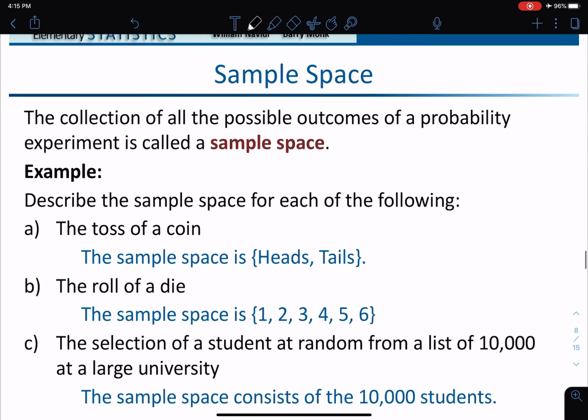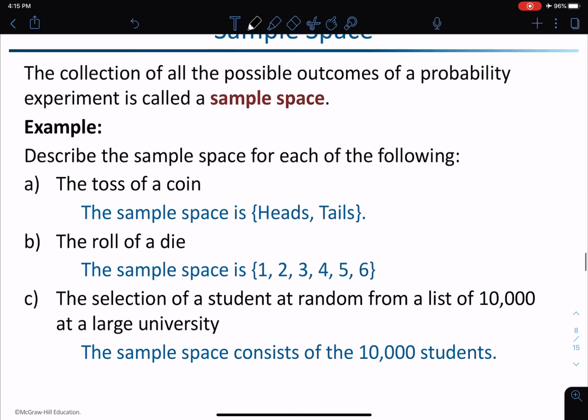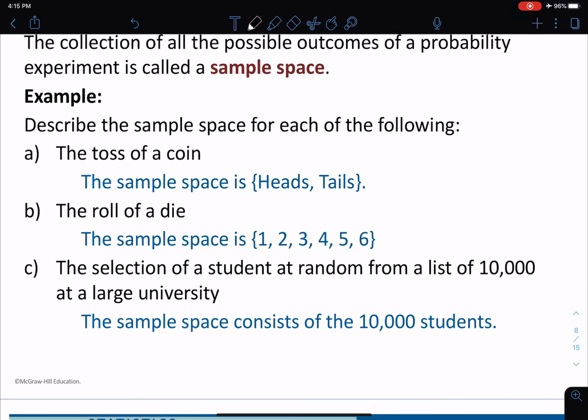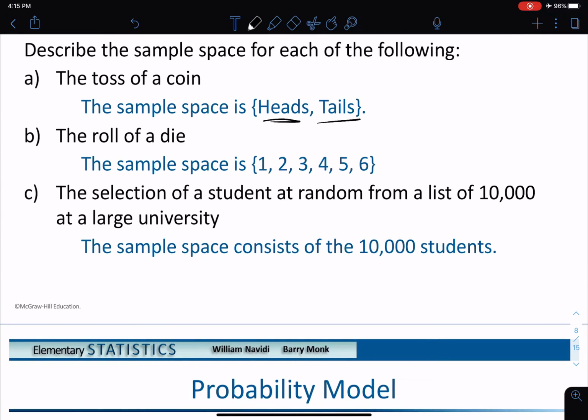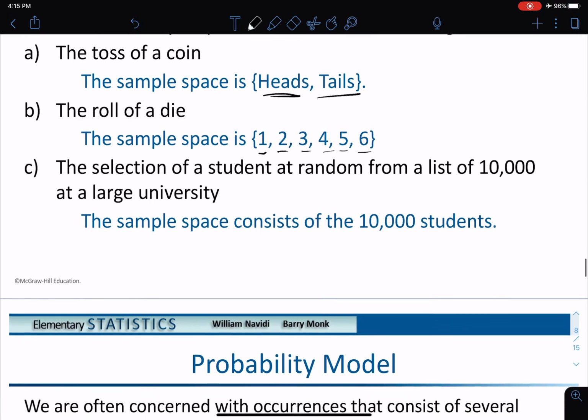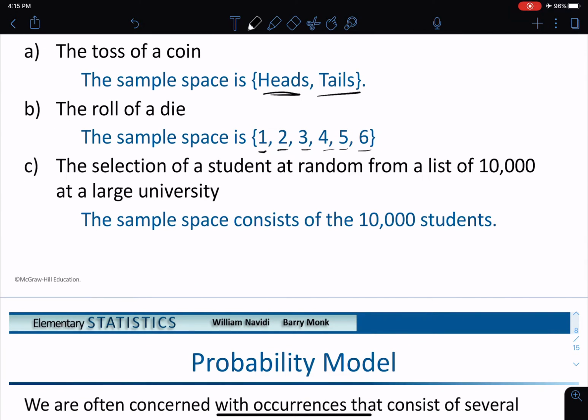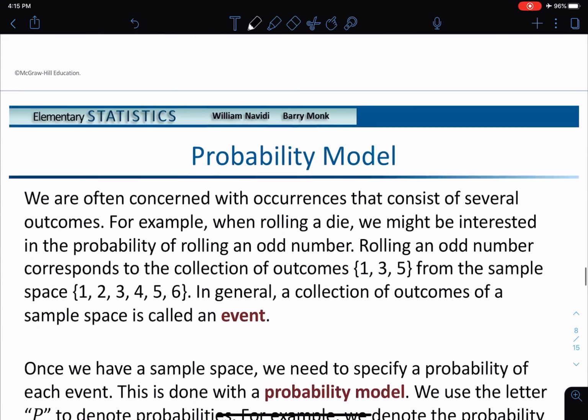Sample space: the collection of all possible outcomes of a probability experiment is called a sample space. Describe the sample space for each of the following. The toss of a coin: the sample space is just the possible outcomes, heads or tails. The roll of a die, and we're assuming a 6-sided die: the sample space is 1, 2, 3, 4, 5, 6. Those are the possible outcomes. The selection of a student at random from a list of 10,000 at a large university: the sample space is all possible outcomes, which would be the 10,000 students.